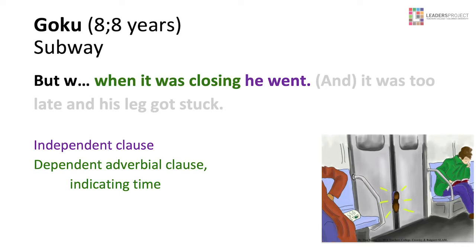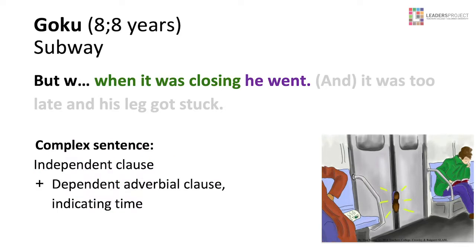He went is the independent clause. And your dependent clause here is when it was closing. It's an adverbial clause. Remember, you can test that because it can go to the front. It can move. He went when it was closing, or when it was closing, he went. That's your adverbial clause, and it clearly indicates time. So it's a complex sentence with one independent clause and one dependent adverbial clause.